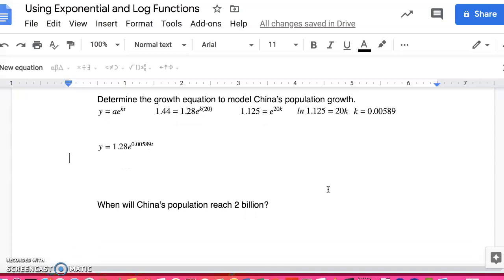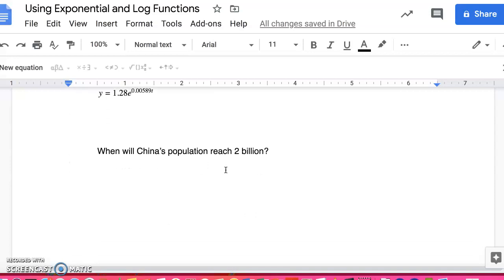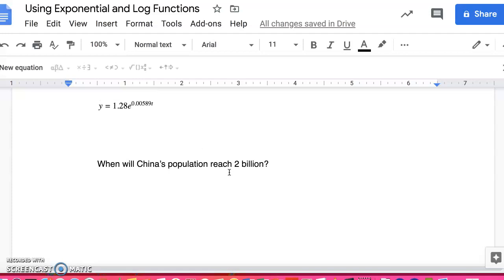And then there's almost always a follow-up question asking you to use that equation that you made. So we want to say, when will China's population reach 2 billion people? Okay, so that's a lot. So let's use our equation and figure it out. Okay, so our equation is right here. Y equals 1.28 e to the power of 0.00589t, where y is the amount we're interested in. And so we're interested in 2 billion people. So that's going to go in for y, 2.